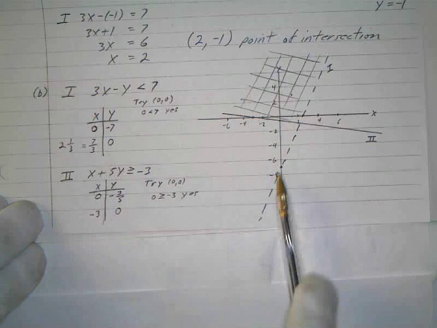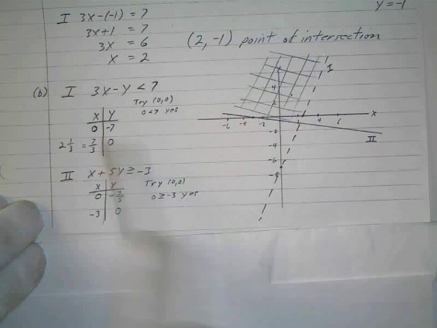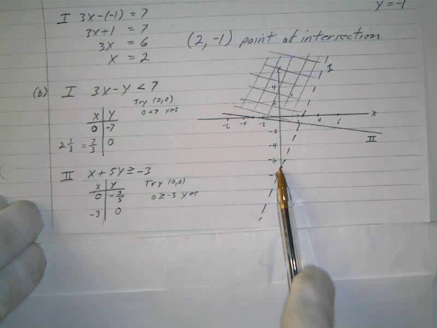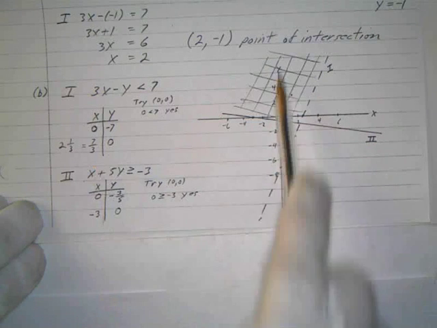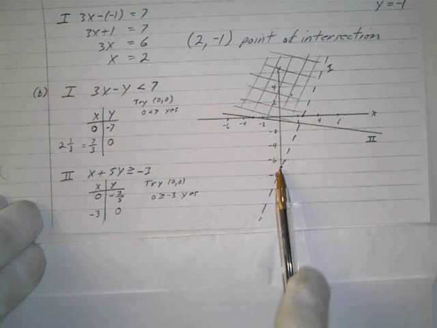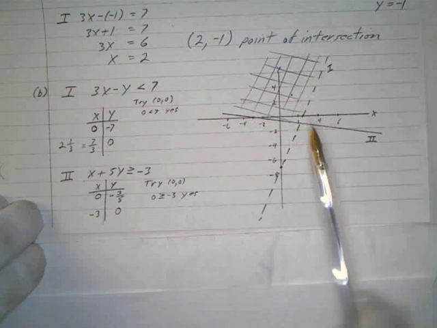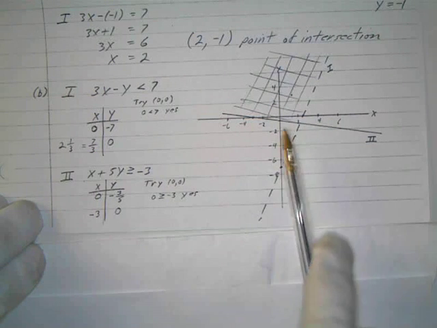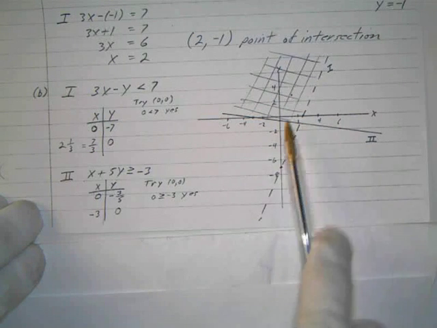This is my negative 7, so this is my point. Y is 0, x is negative 7. And then the other point is when x is 0, y is negative 7. And then when y is 0, that means I'm on the axis, x was 7/3, which was 2 1/3.